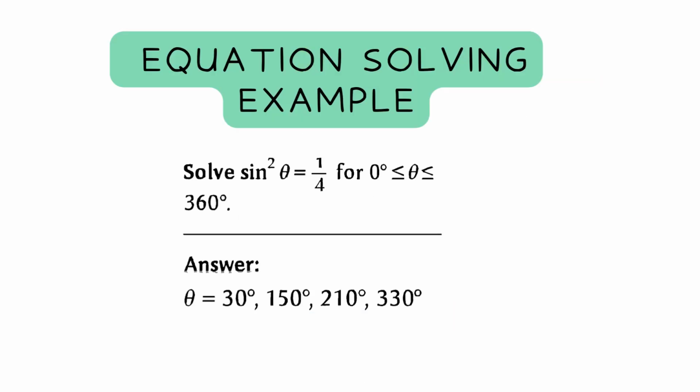Equation solving example. Next, consider solving sin squared theta equals 1 over 4 for angles between 0 degrees and 360 degrees. Taking the square root gives sin theta equals plus or minus 1 over 2. The angles that satisfy this are 30 degrees, 150 degrees, 210 degrees, and 330 degrees. This demonstrates how identities help us solve trigonometry equations systematically.